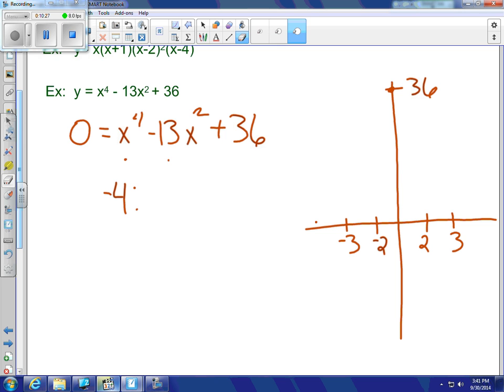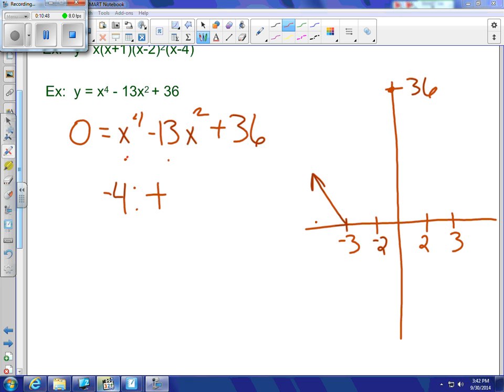Let me actually do that. So one second. Why don't you guys figure that? Okay, so for your -4, you should have gotten a positive, right? Because this is going to be a ginormous number, and then that's going to be smaller, and you add 36. So it's positive, right? So that part goes upwards.